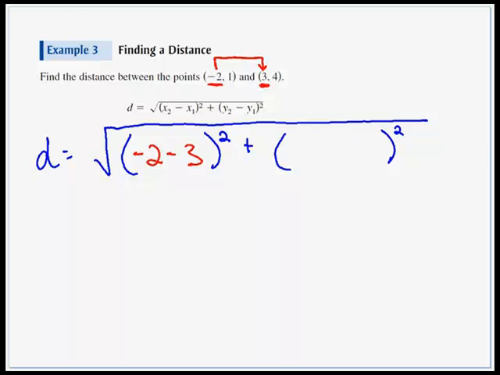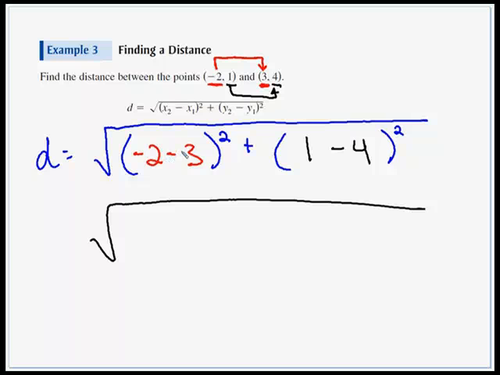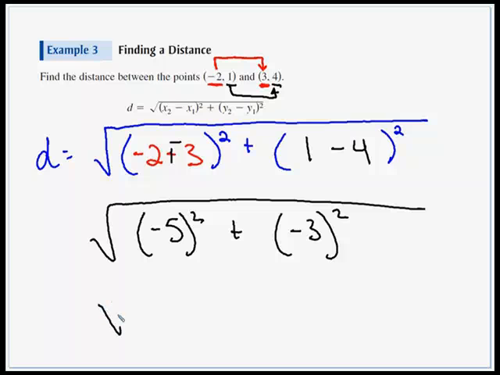So now the y-coordinates, I'll underline in black here, we got a 1 and a 4, and I'm going to subtract in the same direction. 1 minus 4. Okay, now we just work under the radical. Negative 2 minus 3, minusing is like adding the opposite, so that's going to be a negative 5, quantity squared, plus 1 minus 4 takes us to negative 3, quantity squared.